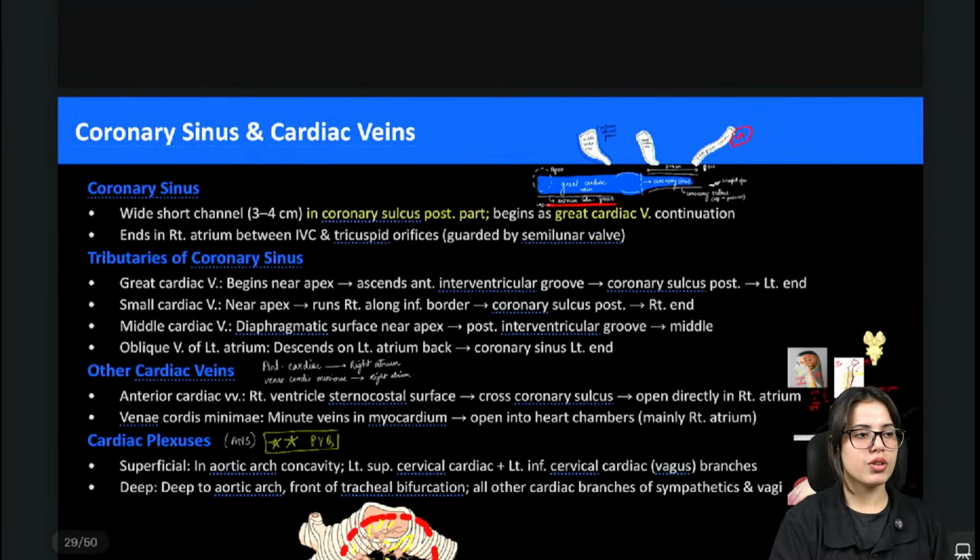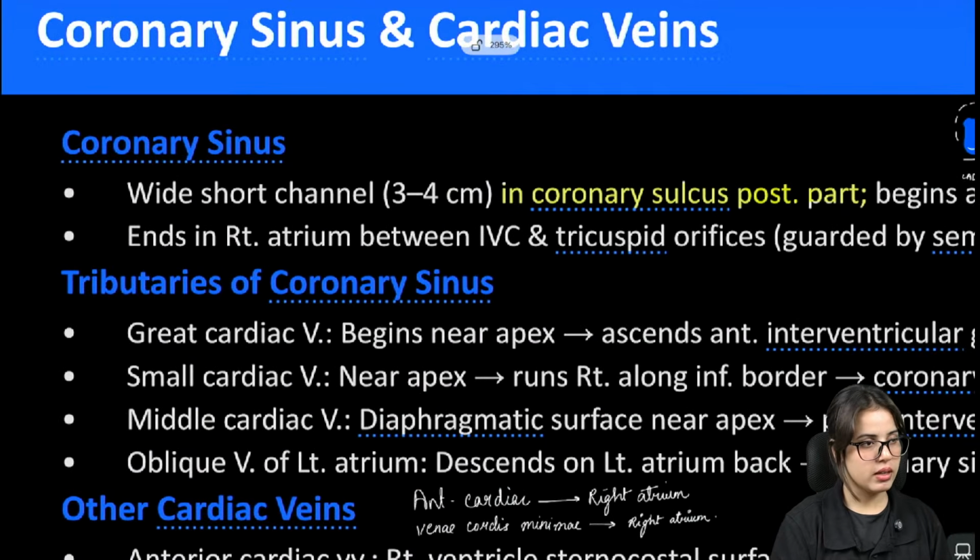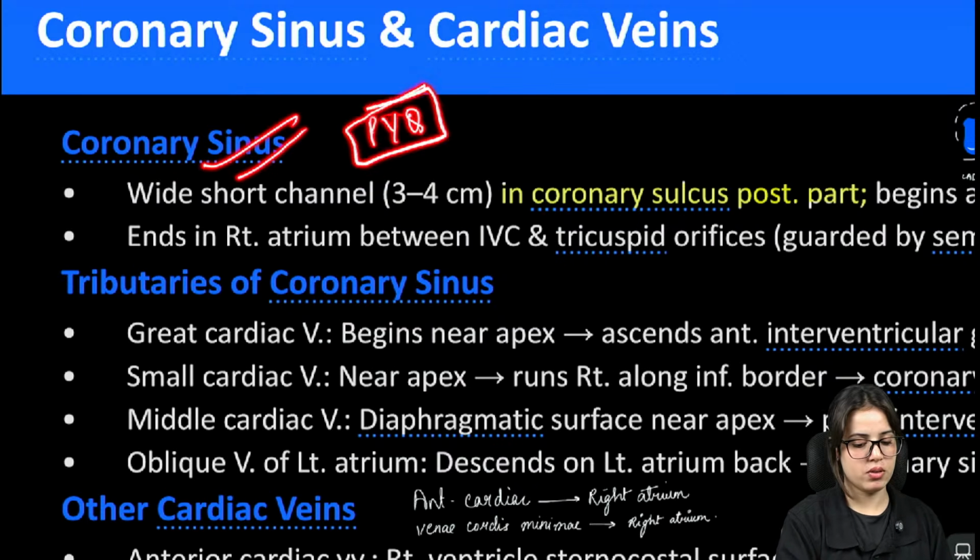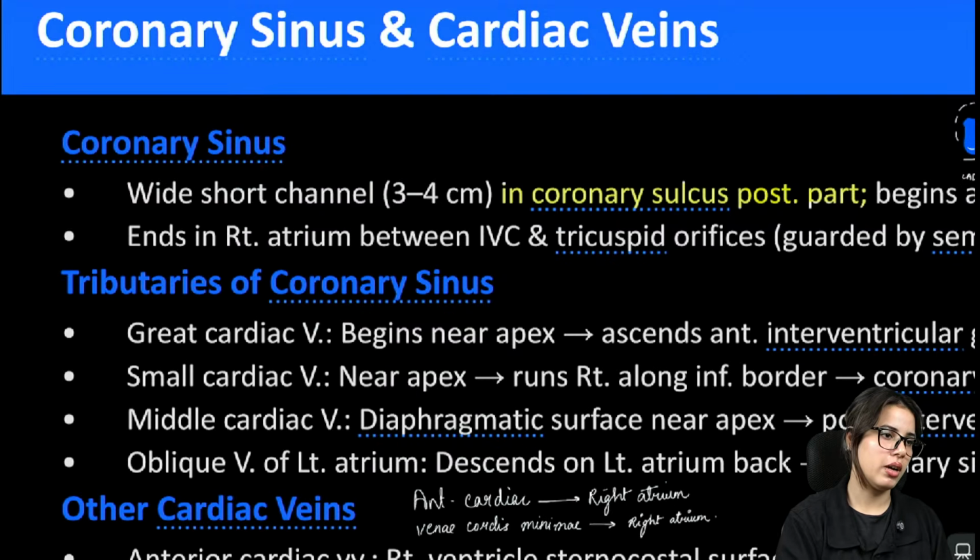Let's come to the coronary sinus. This is what I talked about. Coronary sinus has been asked so many times. It's a very important question because it sounds so tough, but it's not so tough. Okay, so we'll read about it.